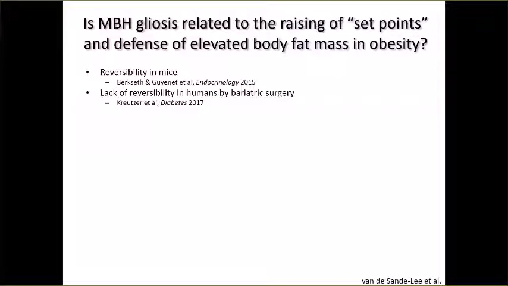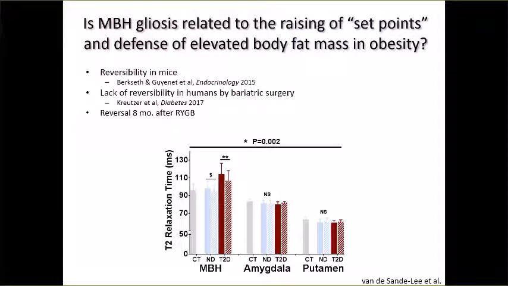But there's one study that showed a lack of reversibility even by bariatric surgery. Pretty small, it only had 10 individuals. But working with Dr. Simone Bandisandoli, she brought back those same women who had diabetes and obesity 8 months after Roux-en-Y gastric bypass. And there we actually do see a main effect of surgery to reduce signs of gliosis in the hypothalamus. This provides some data and goes along with the fact that surgery is currently our best shot at getting permanent weight loss.